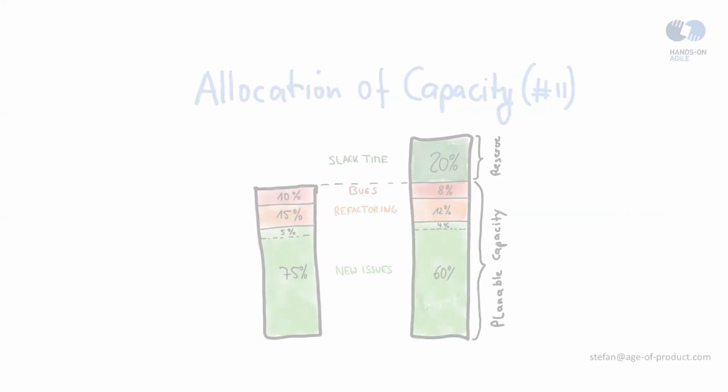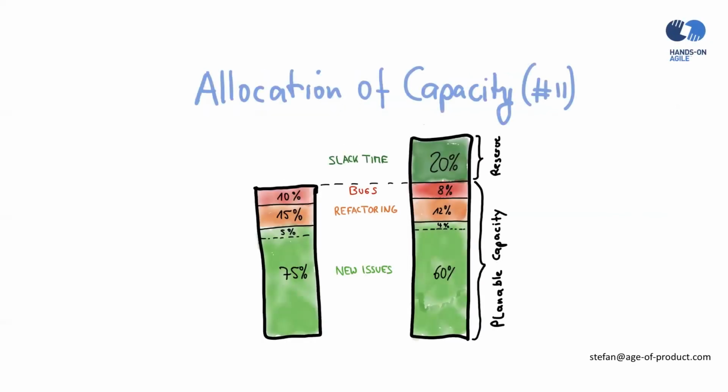Number 11, the allocation of capacity. This is basically the extension of the slack time discussion. How do you allocate available resources to the sprint planning? The rule of thumb is that if you have 20% slack time and probably 20% for bugs and refactoring, so maintenance, it leaves you with about 60% for new features, no more. And I believe it's critical for a Scrum team to defend this kind of allocation of the available resources at all cost, for a very simple reason.